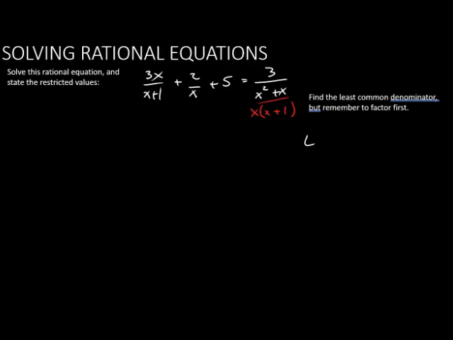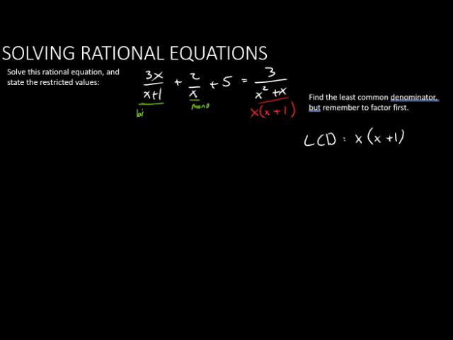Now we look to our LCD. Our first fraction has x plus 1, which is a binomial. That will have to be part of our LCD. Our second fraction has x, which is a monomial. That will also have to be part of our LCD, and that'll be separate from the binomial.